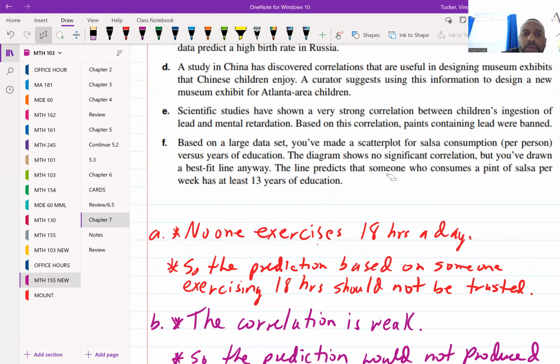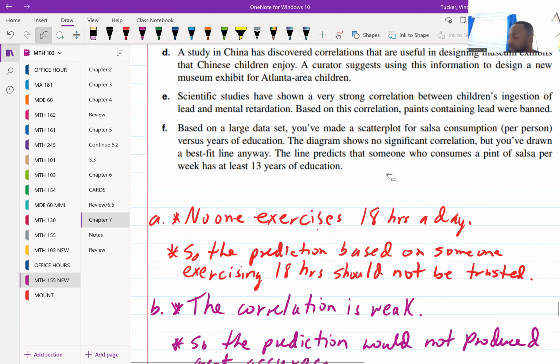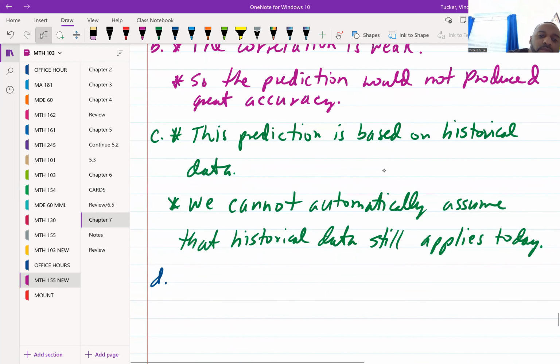All right. So a study in China has discovered correlations that are useful in designing museum exhibits that Chinese children enjoy. A curator suggests using this information to design a new museum exhibit for Atlanta area children. Let's say you cannot. Let's say you should not.